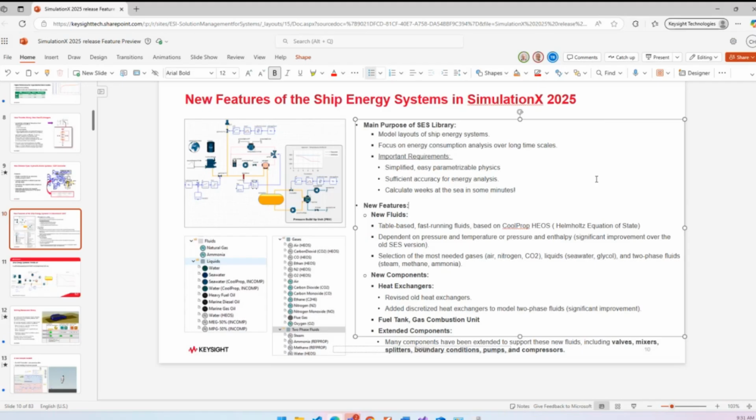Other important components are a fuel tank and a new combustion unit, and we also had to extend a lot of components like valves, mixers, splitters, boundary conditions, pumps, and compressors, very important, to the new fluids. So that was my introduction.